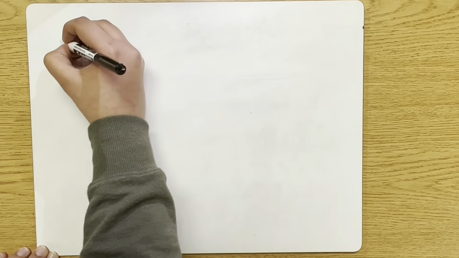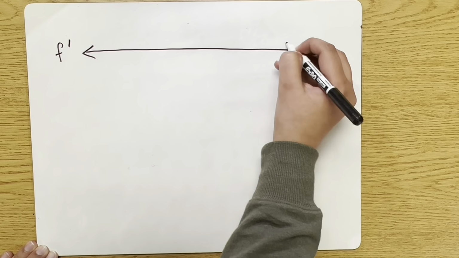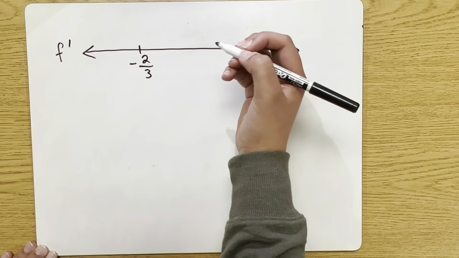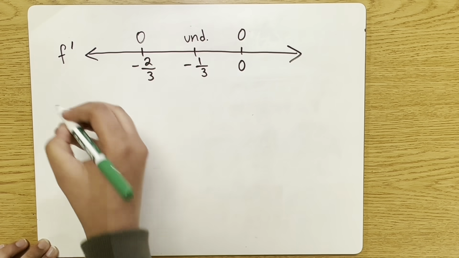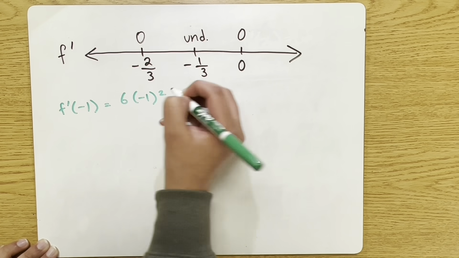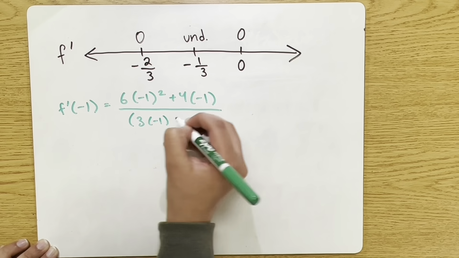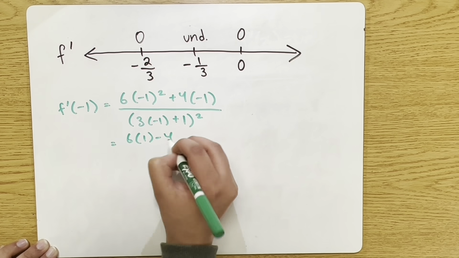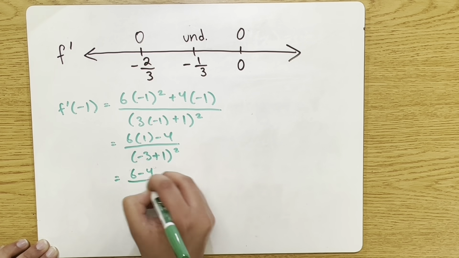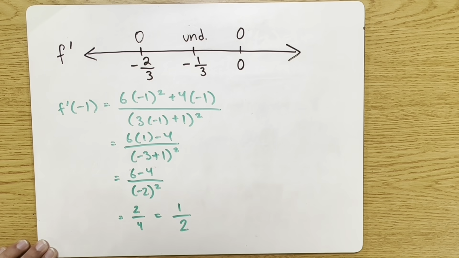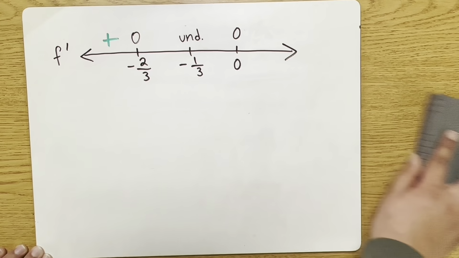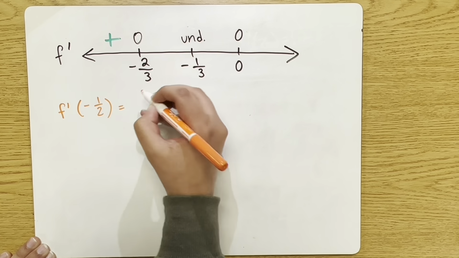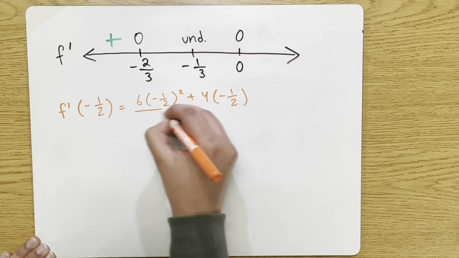The third step is to make the derivative number line to find the possible local minima and the local maxima. The function has zeros at x equals negative 2/3 and x equals 0. The function is undefined at x equals negative 1/3. We plug in values to get the signs for the derivative number line. Since f prime of negative 1 is equal to a half, the derivative is positive over the interval negative infinity to negative 2/3.